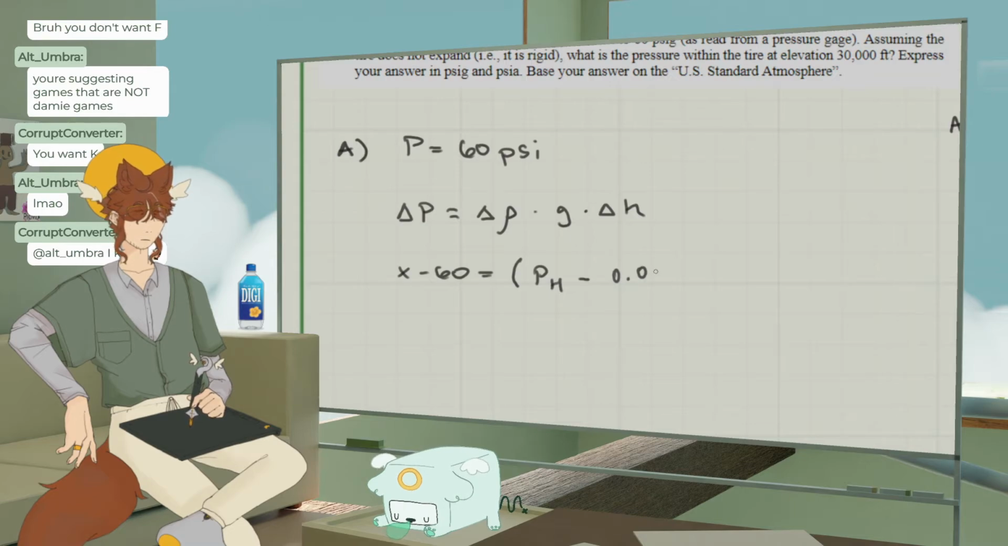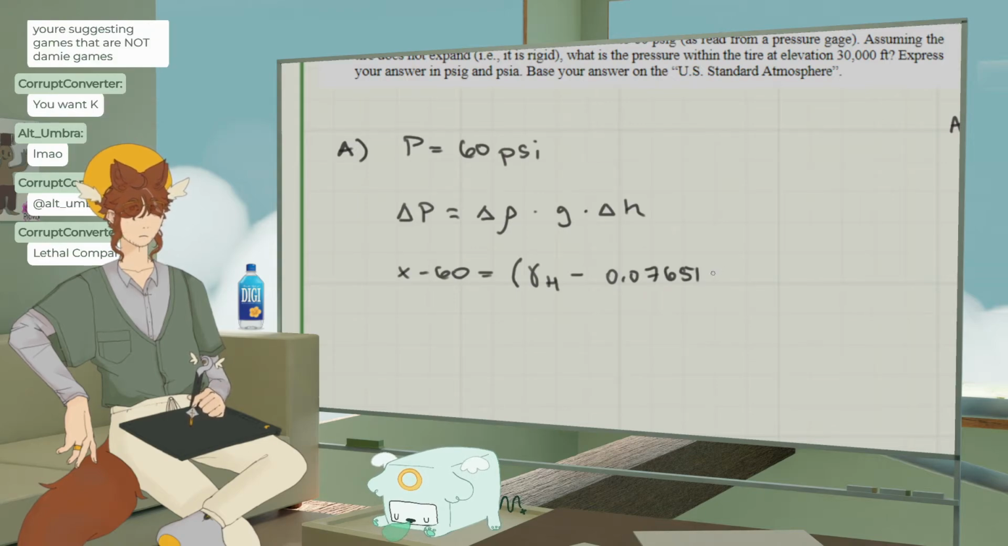Oh, shoot. Gravity's gonna be the same for both of them. We'll just call it gamma h, minus 0.07651 pounds force per feet cubed, and then times 30,000.